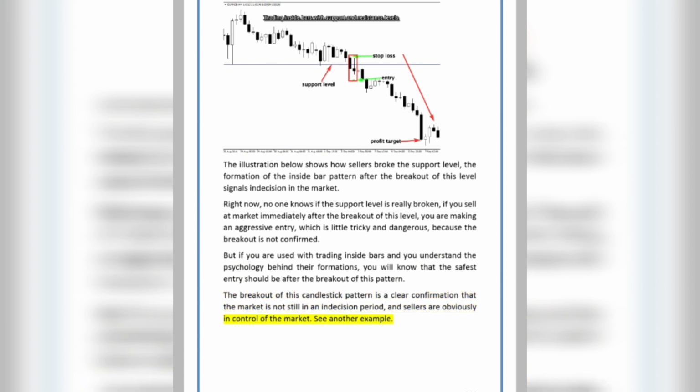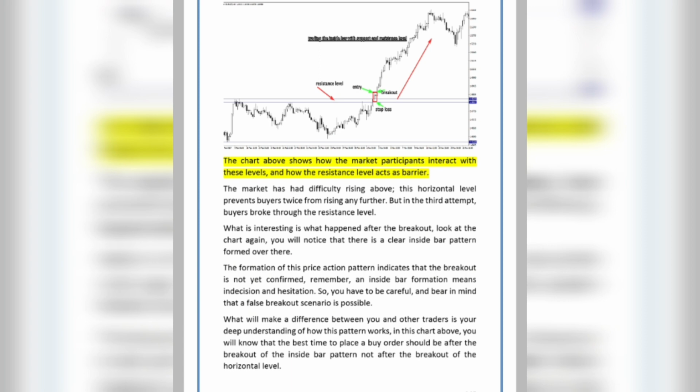See another example. The chart above shows how the market participants interact with these levels, and how the resistance level acts as a barrier. The market has had difficulty rising above this horizontal level. It prevented buyers twice from rising any further. But in the third attempt, buyers broke through the resistance level. What is interesting is what happened after the breakout. Look at the chart again.